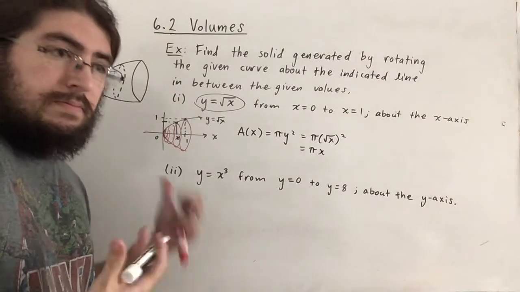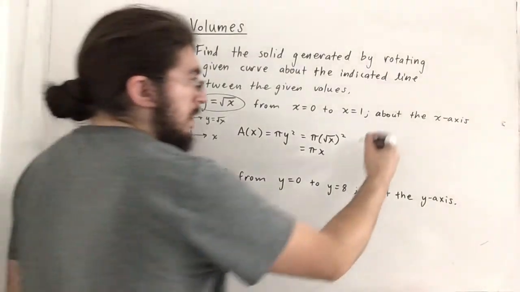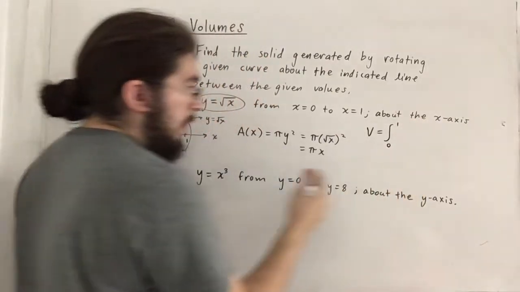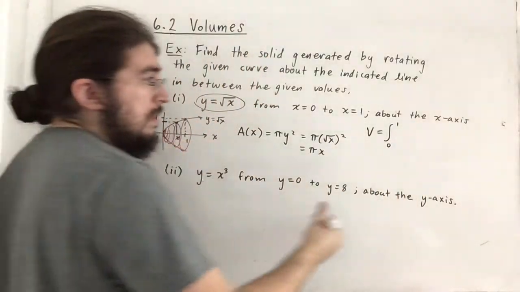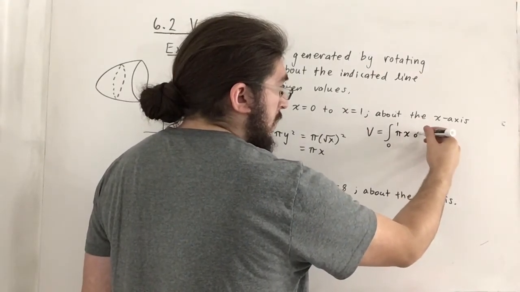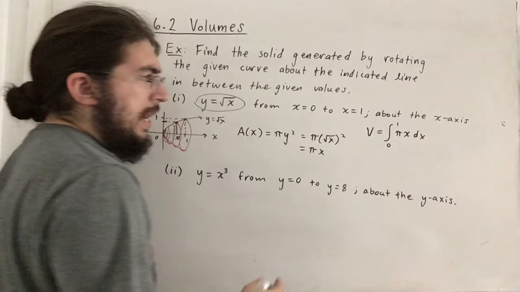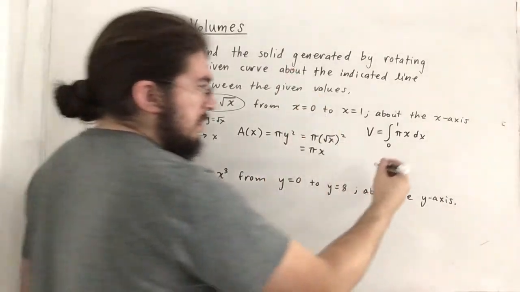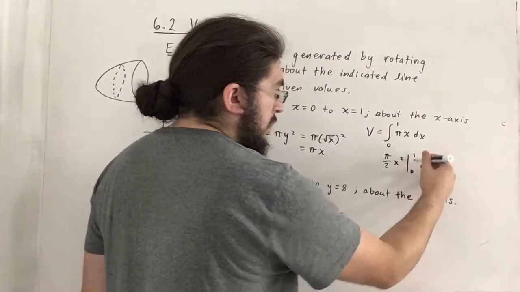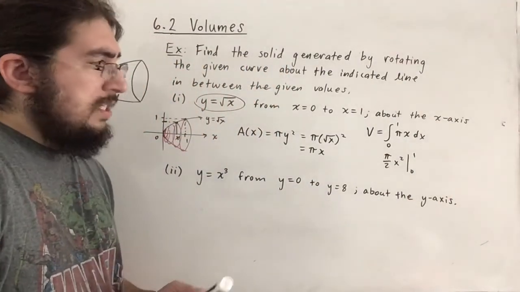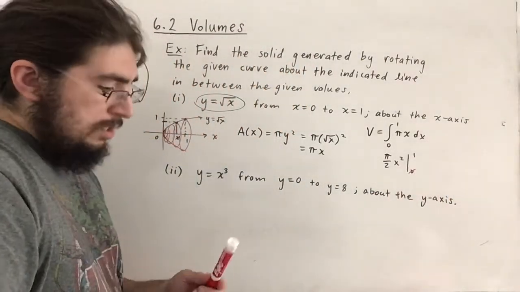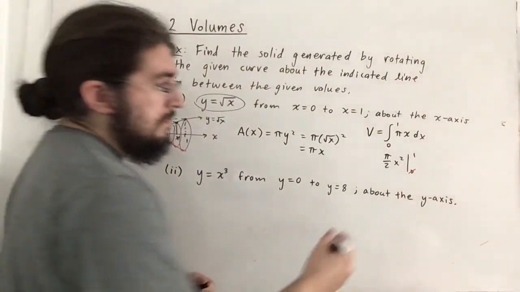And now we can set up our integral. The volume will just be the integral from 0 to 1, because those are our x values, of the area function, which is pi x dx. You can pull pi out, but this is so simple we don't even need to do that. This is going to be pi over 2 times x squared, evaluated between 0 and 1. When you plug in 0, it's 0. When you plug in 1, it's pi over 2. So the actual answer here is just pi over 2. Not too bad.